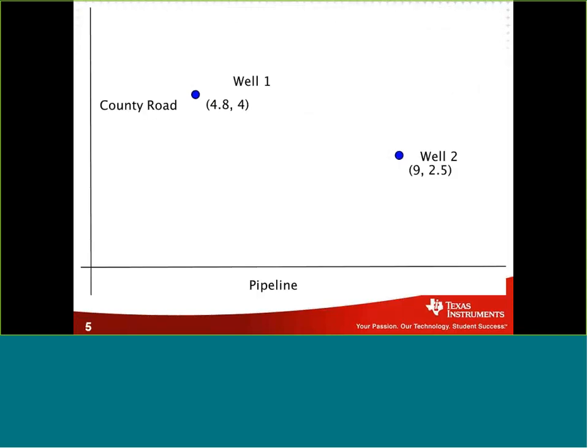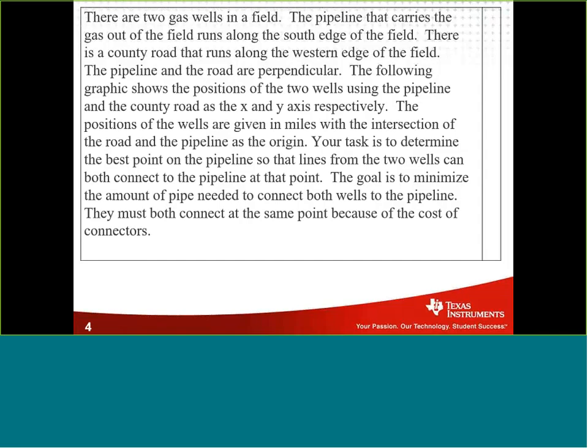So here's a graphic that shows what's going on. You have the pipeline at the bottom, you have these two different wells, and on the left side, on the west, you see the county road. What the students are going to have to do is, the positions of the wells are given in miles with the intersection of the road and the pipeline as the origin. So that's down where those intersect.